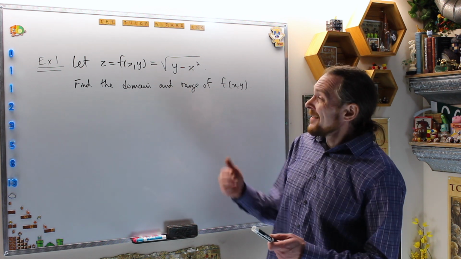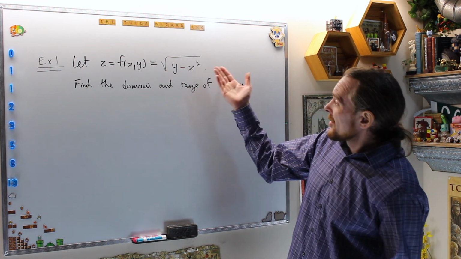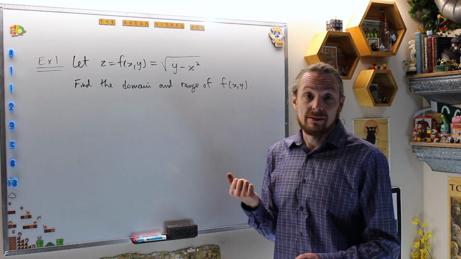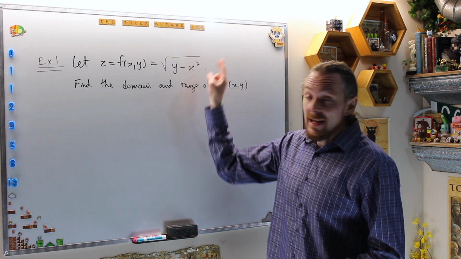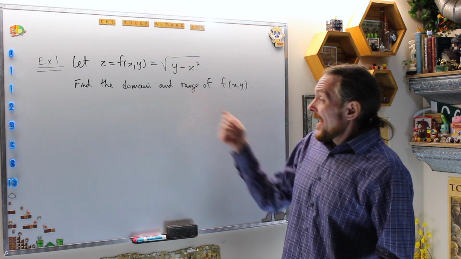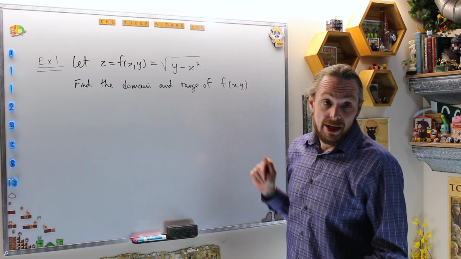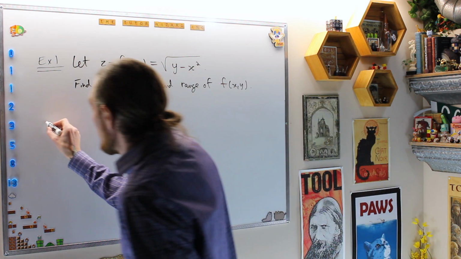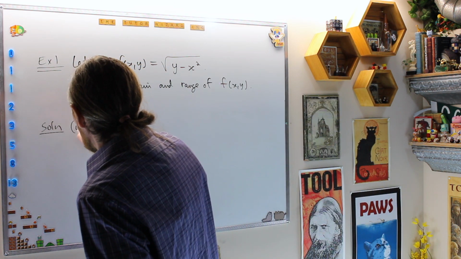Example 1: z is f of x, y, which is the square root of y minus x squared. So it's a function of the two variables x and y, and it maps to a real number. And it's asking us to find the domain and range of f. Solution. 1, for the domain.